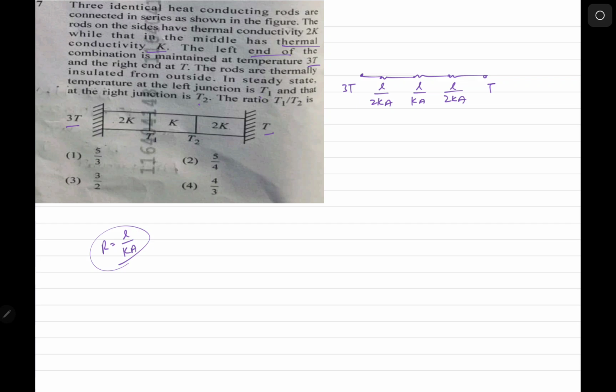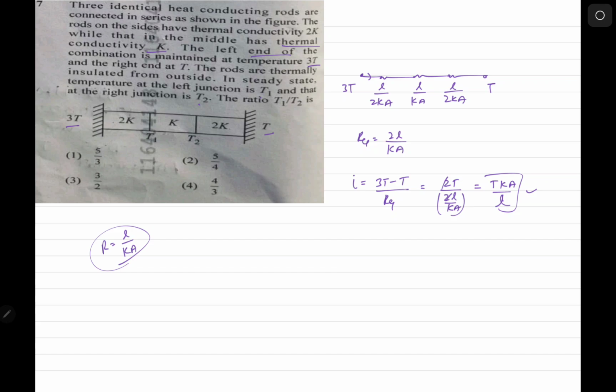Now all are in series, so we can find R equivalent first. R equivalent is going to be 2L by K. So now what is the current? It is 3T minus T divided by R equivalent. So 2T by 2L by K, the 2 cancels, so TKA by L. That is the current flowing from this end to that end.